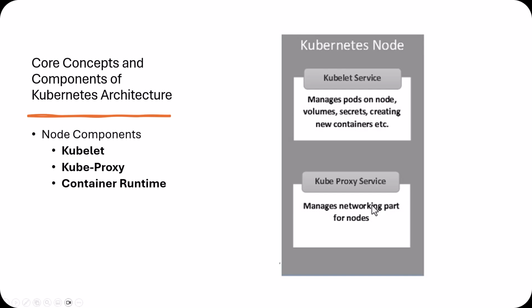And kube proxy, overall, manages the networking part for nodes. It maintains network rules on the node. These network rules allow network communication to your pods from network sessions inside or outside of your cluster. And then there is a container runtime, which is not shown here, but that is the software responsible for running containers. Kubernetes supports several container runtimes, for example Docker, which is the most common, and that's it.